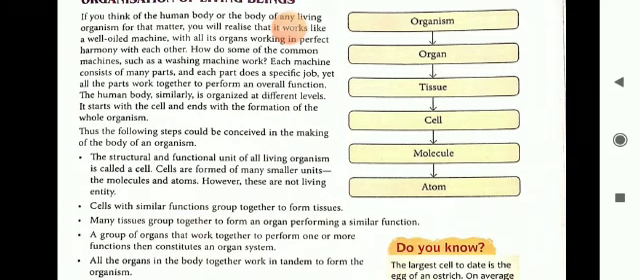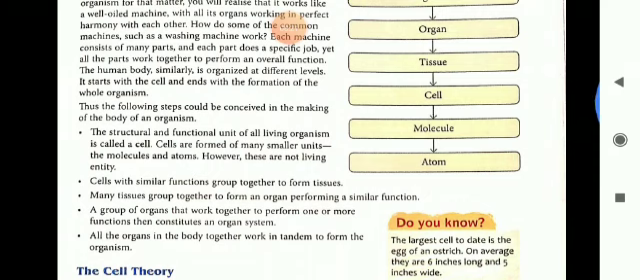So, the following steps could be conceived in the making of the body of an organism. The structural and functional unit of all living organisms is called a cell, and it is formed of many smaller units, the molecules and atoms. But while we are saying that the smallest structural and functional unit of a living being, then it is the cell.